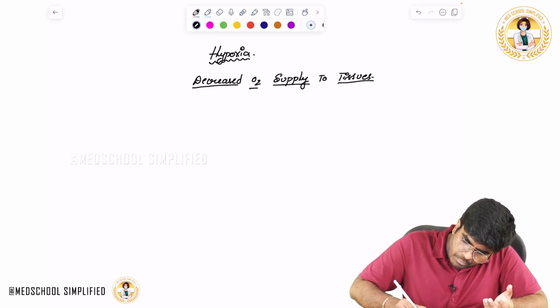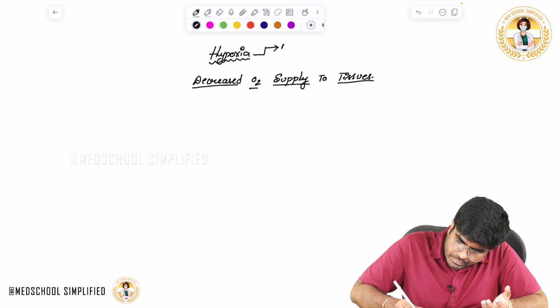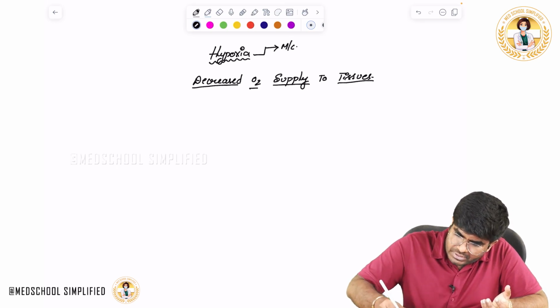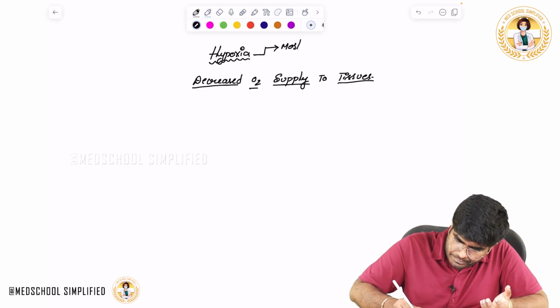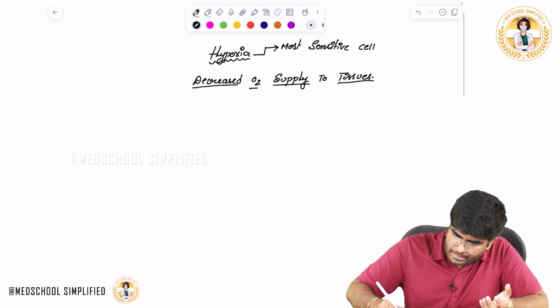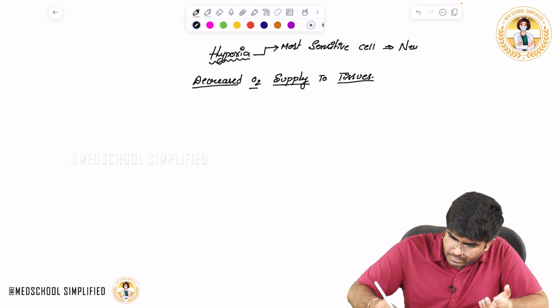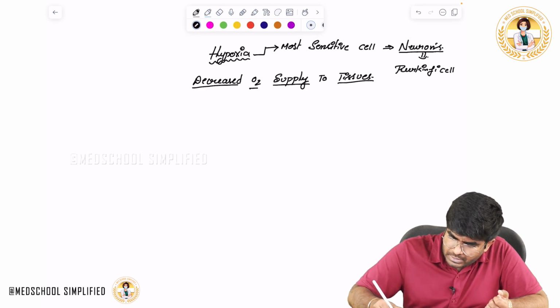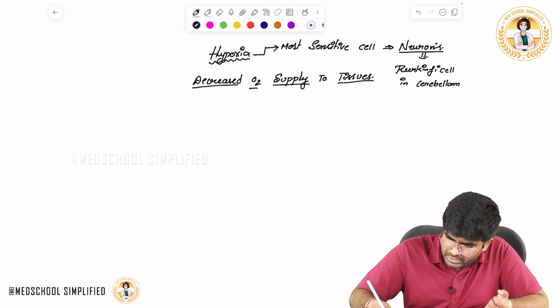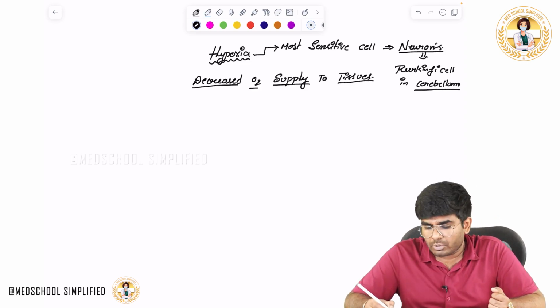So what is the most important single line question? Most sensitive cell to hypoxia. Neurons. Okay, neurons, especially which neurons? Purkinje cells. Purkinje cells in your cerebellum. These neurons are most sensitive to hypoxia.